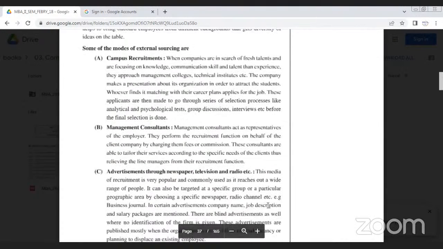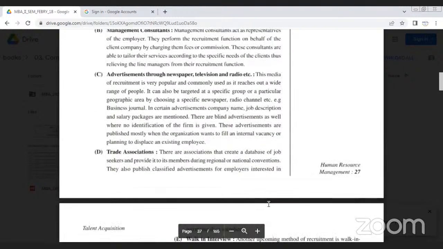Second, management consultants. Management consultants act as representatives of the employers. They perform the recruitment functions on behalf of the client company by charging them fees or commissions. These consultants are able to tailor their service according to the specific needs of the clients, thus relieving the line managers from their recruitment functions.